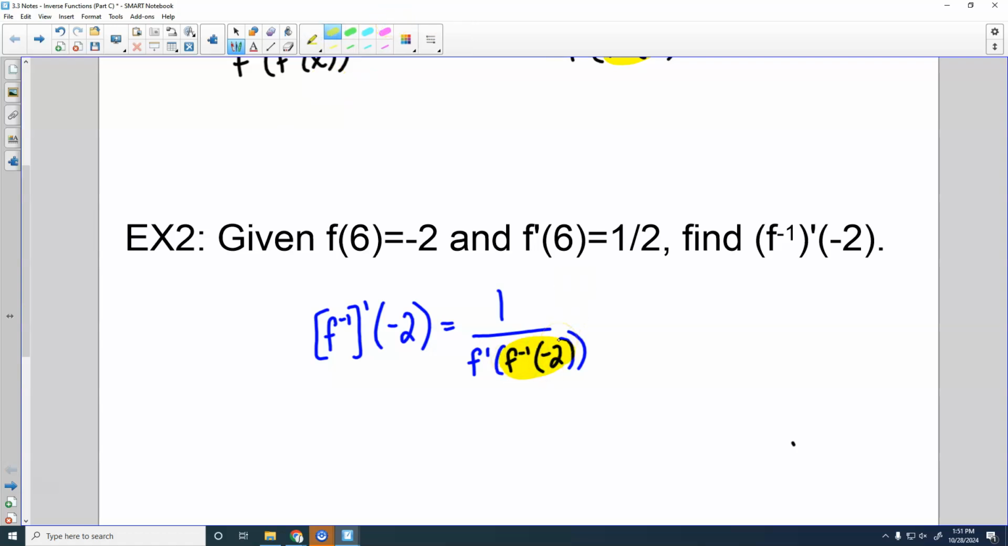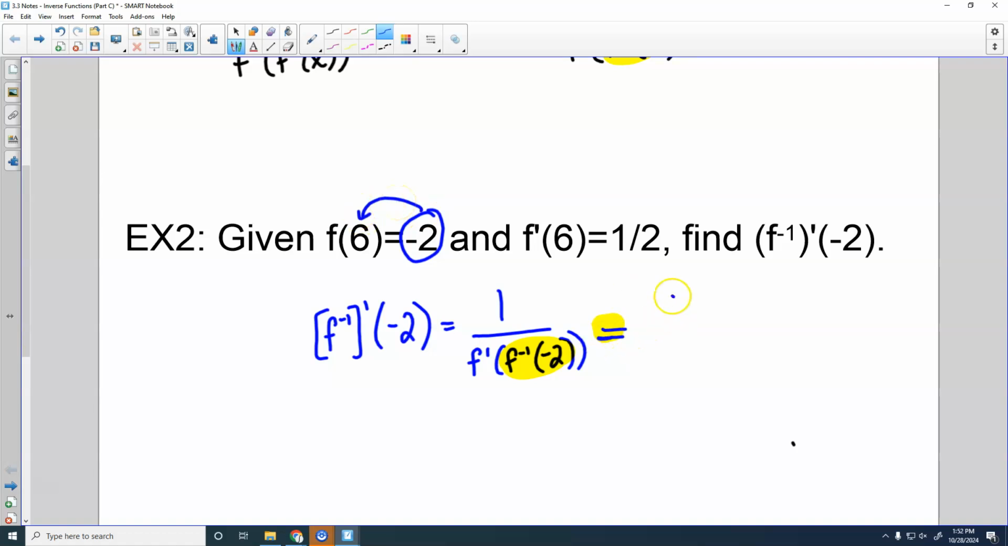Okay, so for this one, we got 1 over f prime of f inverse of -2 is what we should use when we plug into our formula. We have to find f inverse of -2 first. What is it? It is 6, because right here -2 is the y-coordinate for this point, so the x that goes with it is your inverse.